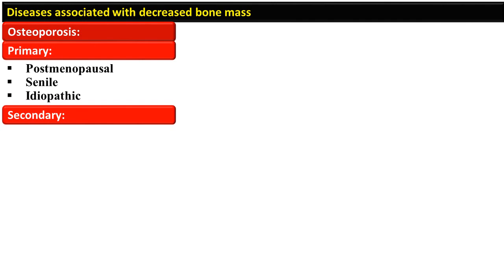So type 1 osteoporosis, that is postmenopausal, is associated with increased osteoclastic activity, hence the number of remodeling sites in the body is increased. This phenomenon is termed increased activation frequency. The details of the pathogenesis of this disease we will see in upcoming slides.